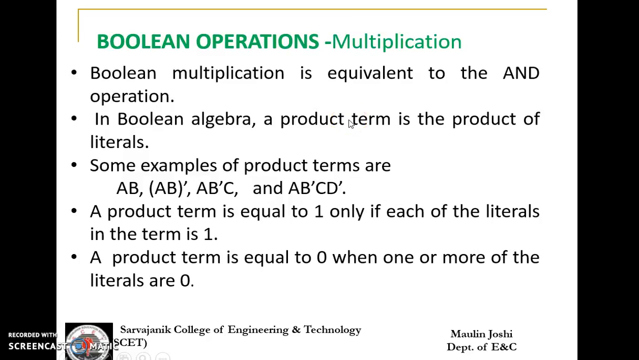The second operation is multiplication. Boolean multiplication is equivalent to the AND operation. In Boolean algebra, the product term is the product of the literals. Again, let us see some examples: AB whole bar, A B bar C, and A B bar C D bar. A product term is equal to 1 only if each of the literals in the term is 1. A product term is equal to 0 when one or more of the literals are 0.